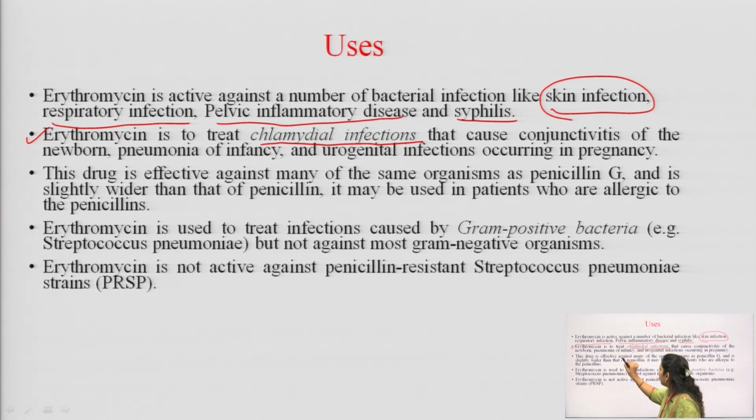Next, we will see that with penicillin, there are a few compounds which are resistant. This drug is effective against many of the same organisms as penicillin, where penicillin resistance takes place. Means there are many diseases where penicillin G shows resistance. Penicillin G काम नहीं करती, वहाँ पे भी erythromycin को यूज़ किया जा सकता है.